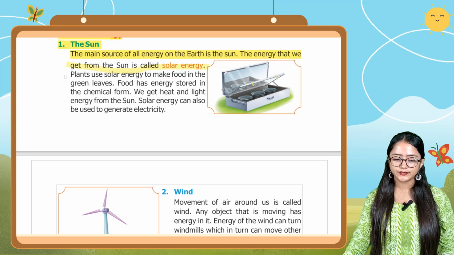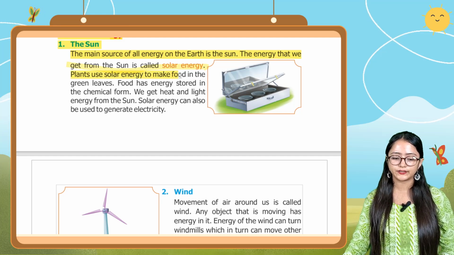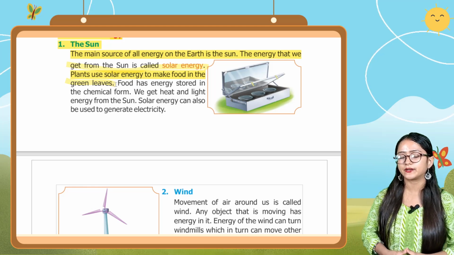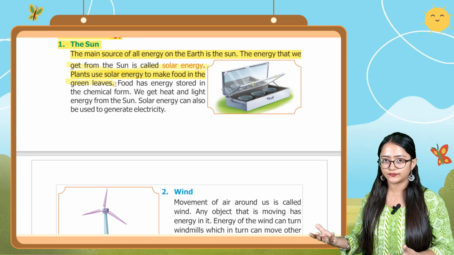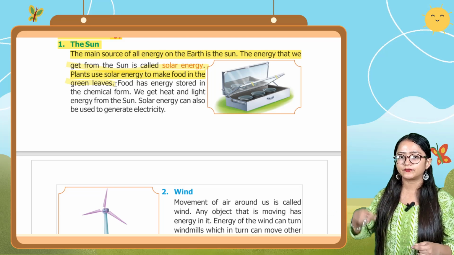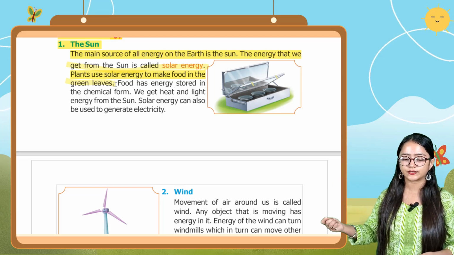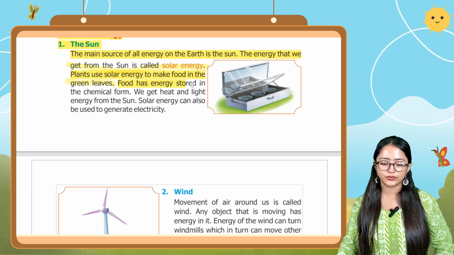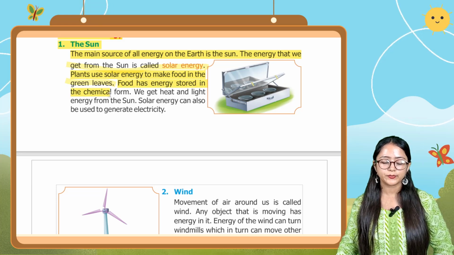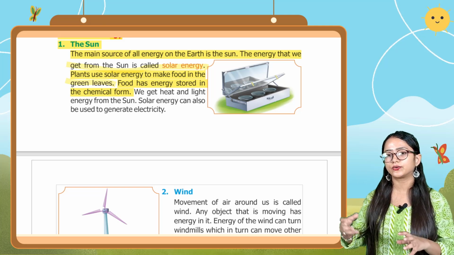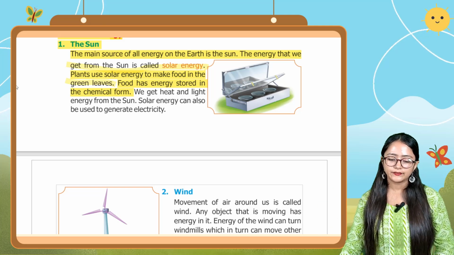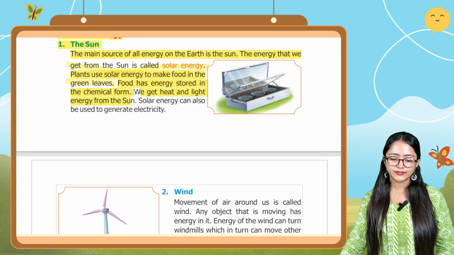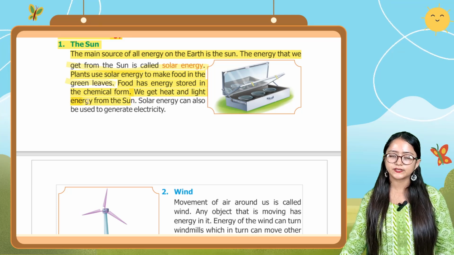Plants use solar energy to make food in the green leaves. We studied in the plant chapter that the leaves are the kitchen of the plant. They make their food by the process of photosynthesis, with the help of sunlight. Food has energy stored in the chemical form. And we get heat and light energy from the sun.